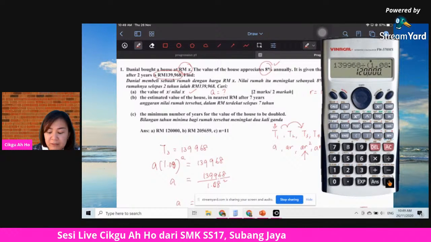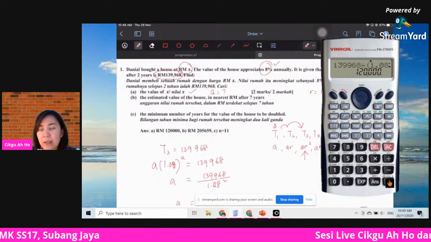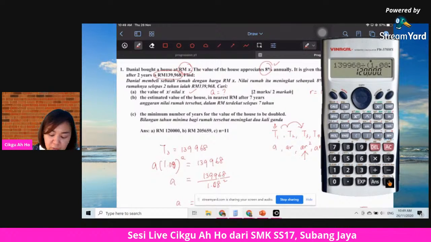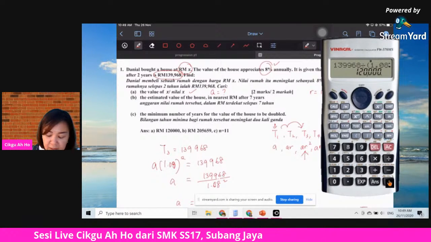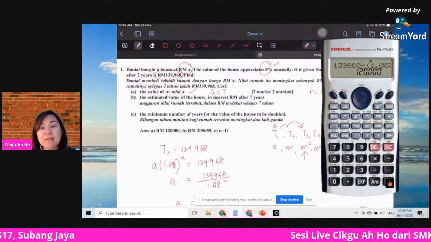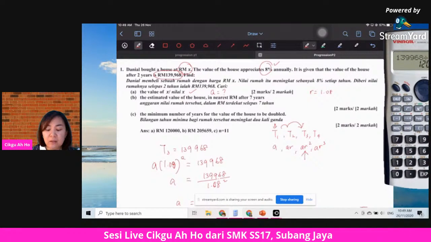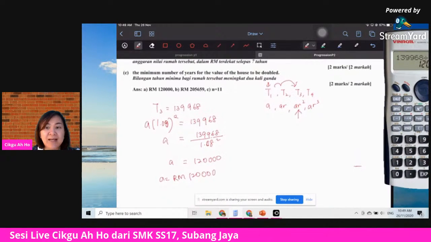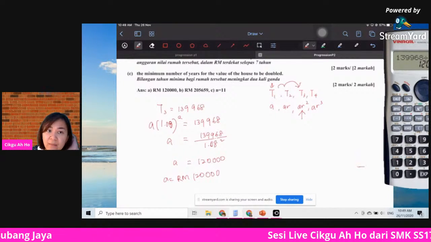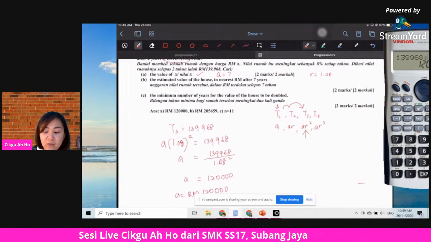Maknanya tahun pertama masa dia beli tu adalah 120,000. A. Okay. So nilai X tu mungkin you boleh tulis lah A sama dengan RM. Kalau harga tu last tu baru tulis lah RM. Masa kamu buat tu tak perlu tulis unit. Okay, when you do, no need to write the unit, but last answer please write in the unit lah, because this is a price, right? So RM120,000. That's already get 2 marks. Sudah dapat 2 markah dah.